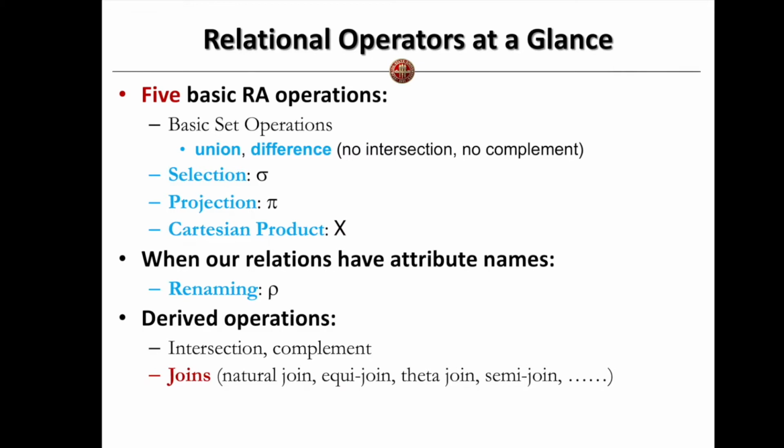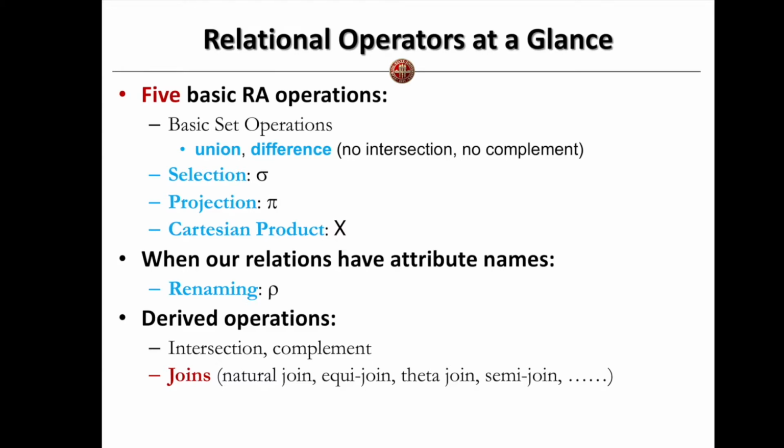And we also have projection. We can represent the projection as a pi, as shown here. And we also have the product between 2 relations. We can represent it as times, right? And sometimes we also need to change the name of a relation, and we can do the renaming. When our relation has attributes, we can rename some of them for us.